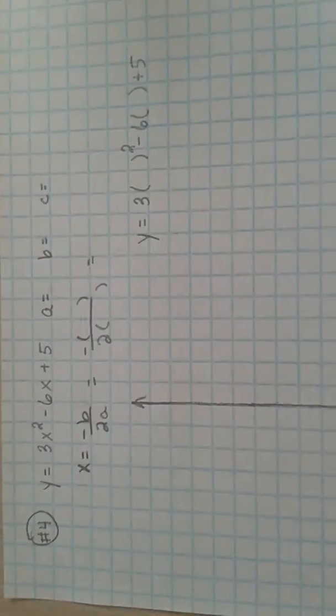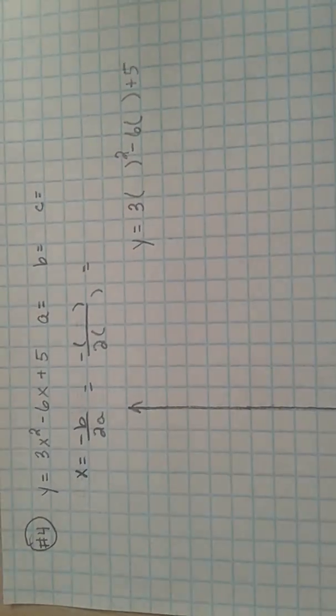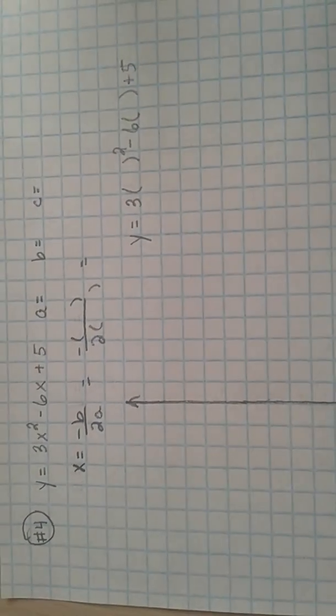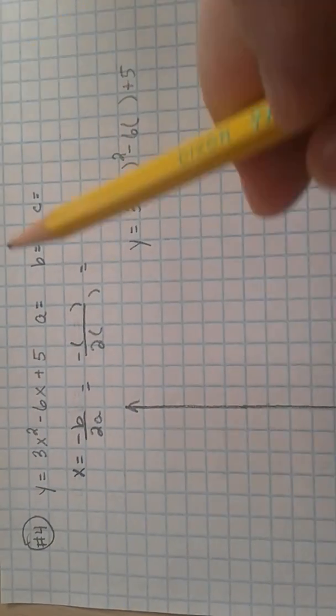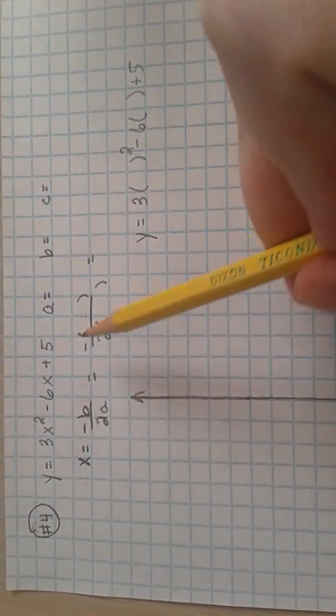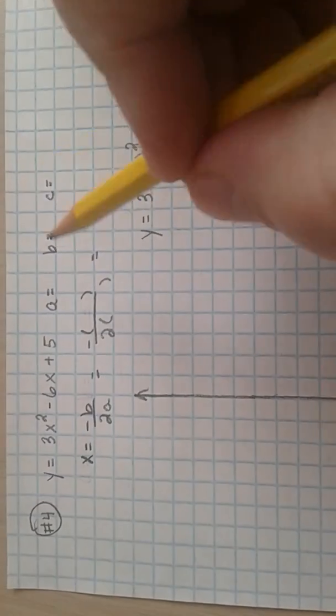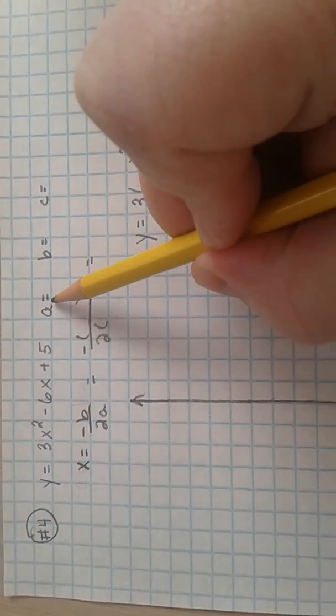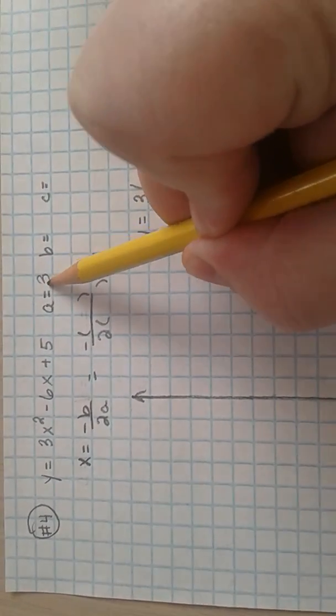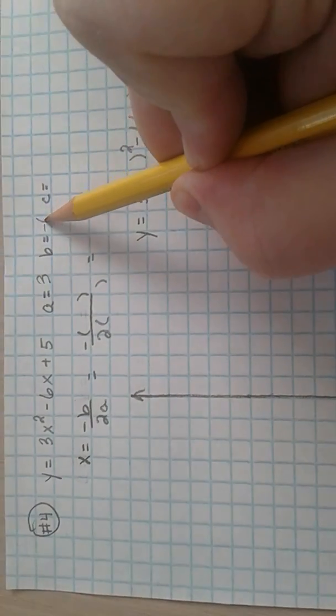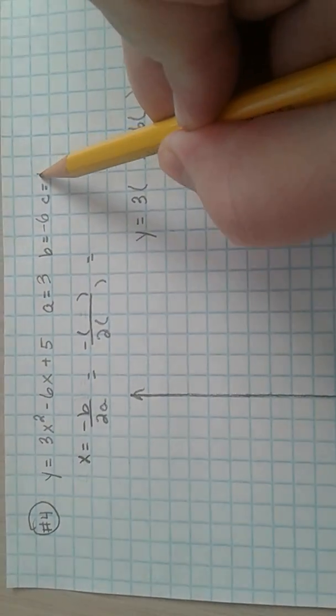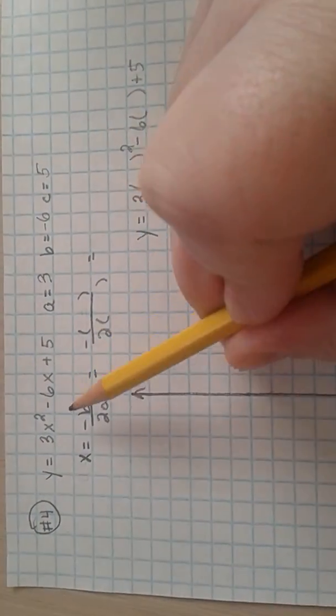Okay, and here is number 4 from the homework, graphing quadratics number 1. Okay, so once again, we're going to start with our equation. I've kind of got a little more set up here, so the video might be a little bit shorter this time. Okay, so I'm going to identify my A value, which is 3, my B value, which is -6, and my C value, which is 5.